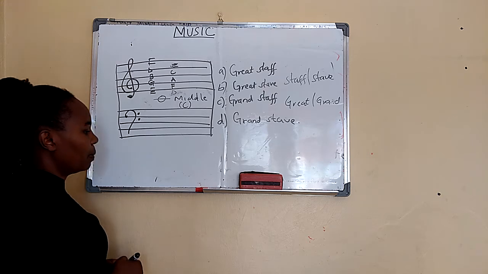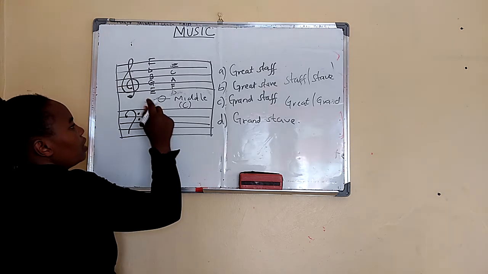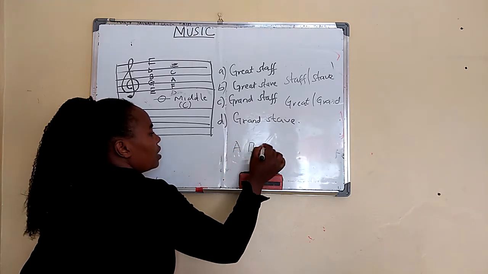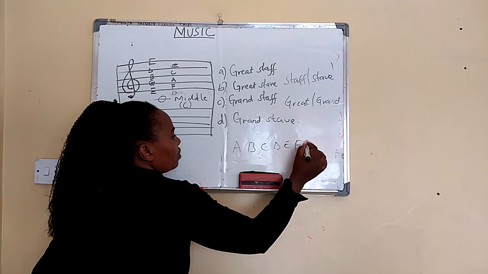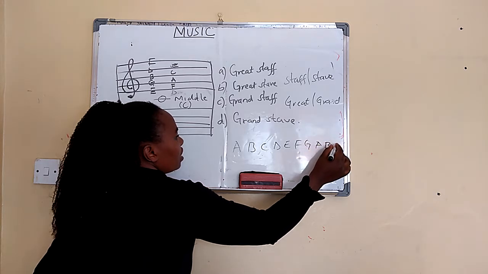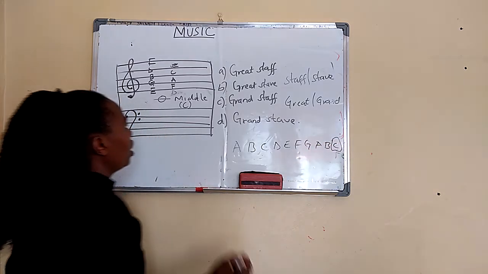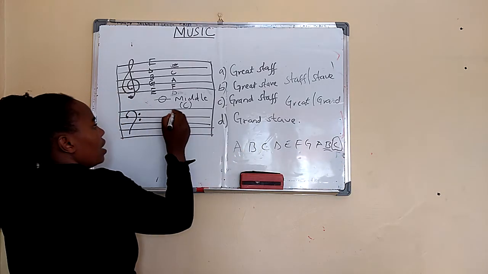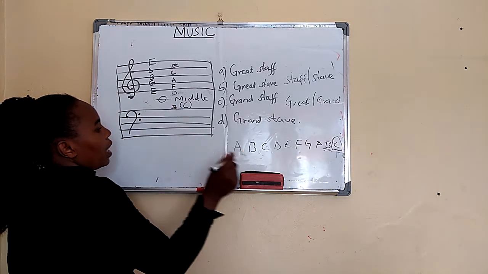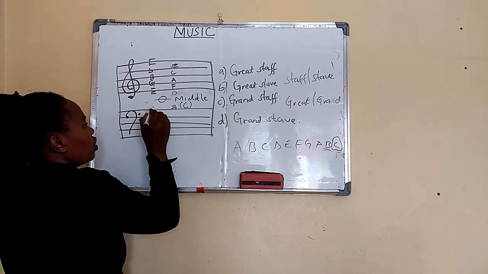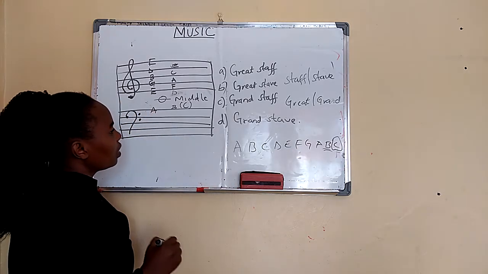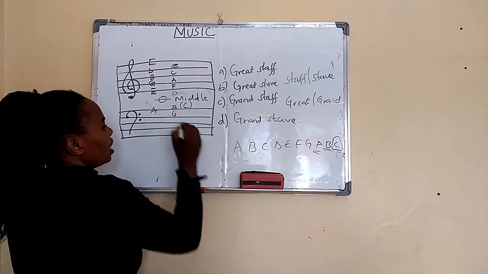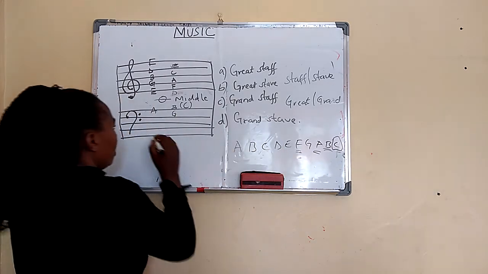Coming to F staff, if this was C, we are going now backwards. Let me write here A, B, C, D, E, F, G, A, B, C. If, for example, you are here, on this space, it is going to be letter what? B. And on this line, it is going to be A. So on the space will be G. Next, it will be F.